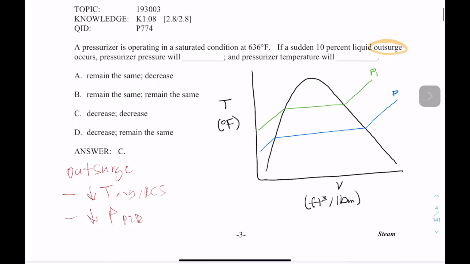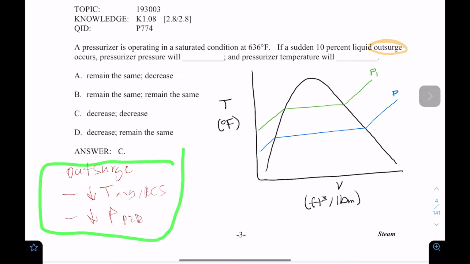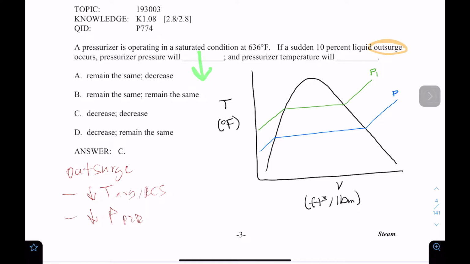So now, what's going to happen? We already have the answer here, right? Because we know what happens in an outsurge. Pressurizer pressure will decrease, pressurizer temperature will decrease. So it's C. As long as I know what happens in a pressurizer outsurge, I already have my answer there. I don't need to search for anything else.